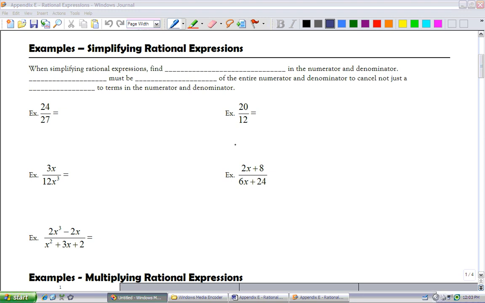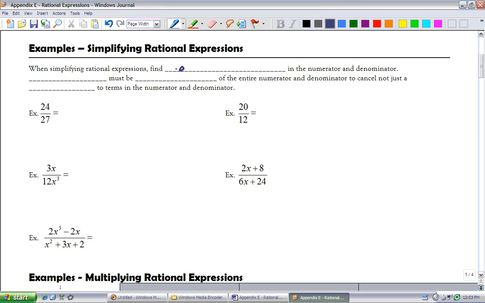Okay, simplifying rational expressions. When simplifying rational expressions, we want to find common factors. Okay? We want to find common factors in the numerator and the denominator. Factors must be factors. They have to be factors of the entire numerator and denominator for them to cancel out.